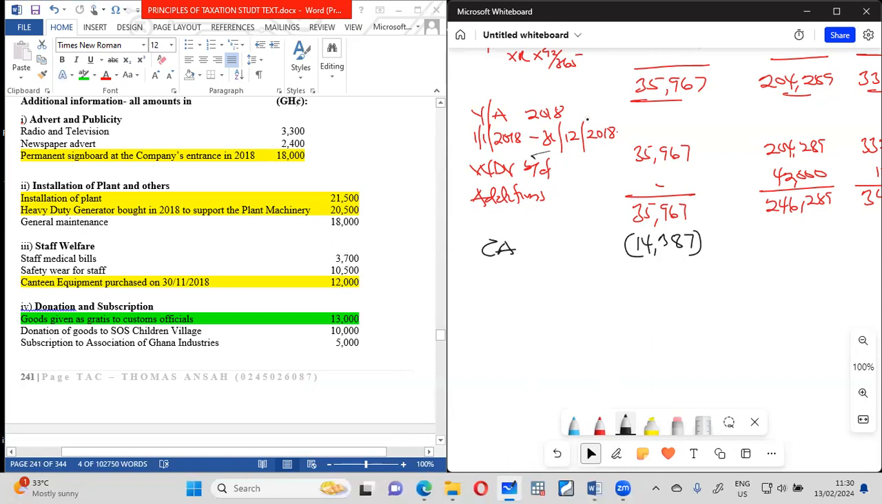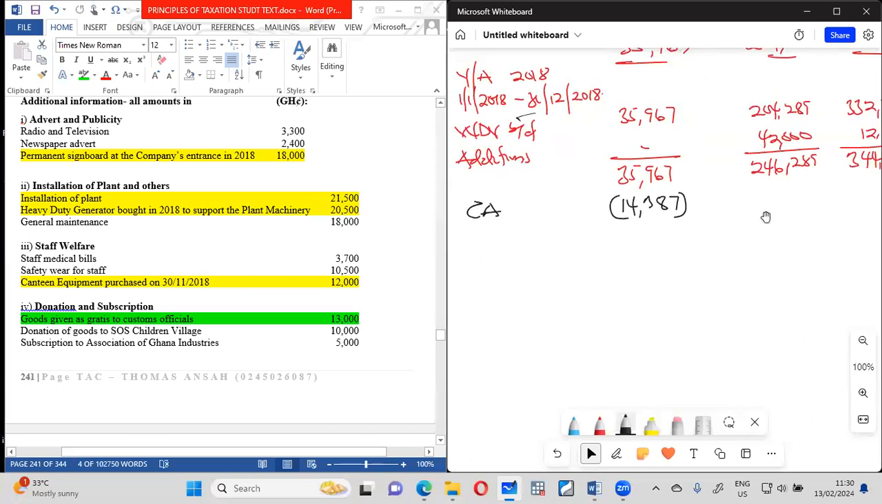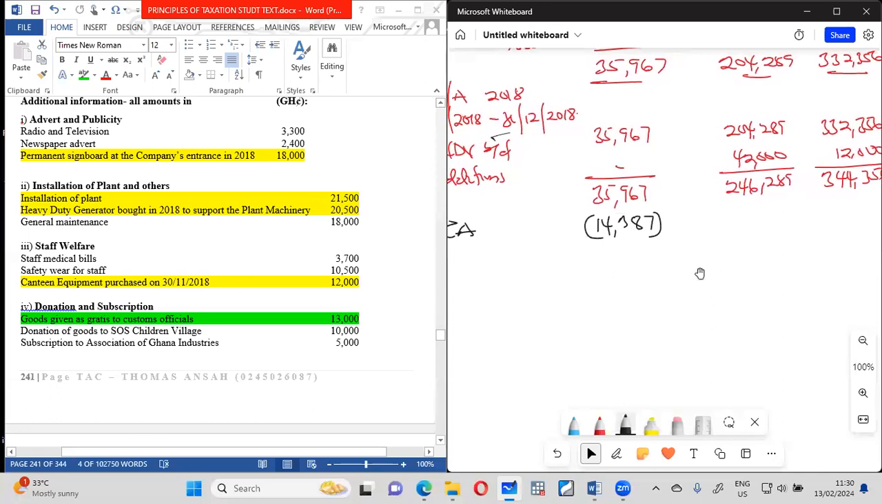Let's continue. If I quickly deduct, like I said, you don't really need to do that, it's not part of the requirement of the question. But since you have it on your laptop or your calculator, we just do that. So 35,967 minus that, my balance here will be 21,580.